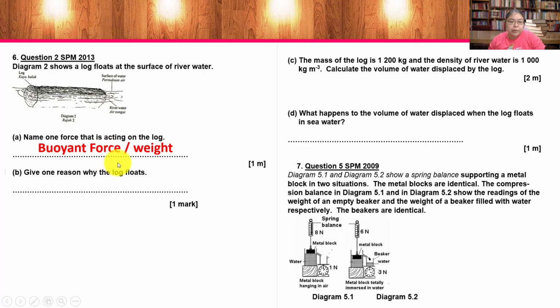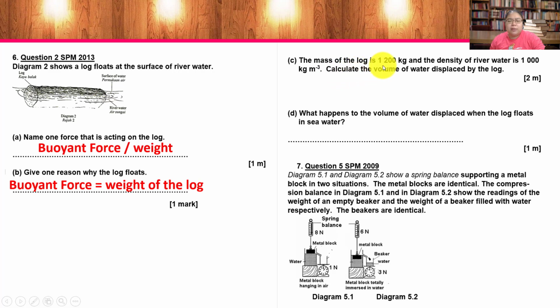Give one reason why the log floats. The log can be floating, so we can say buoyant force equals the weight. That's why it can float. If the weight is more than the buoyant force, it means the object is sinking. So now I give the reason: buoyant force equals the weight of the log. Then we are going to see the C calculation.